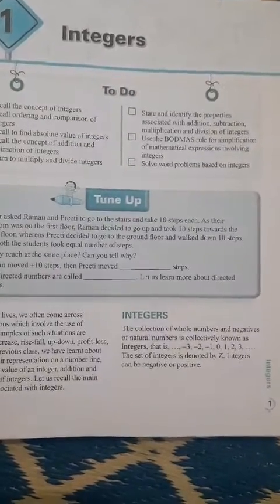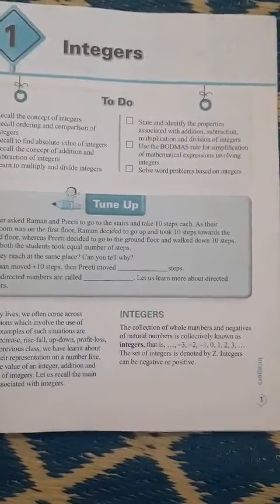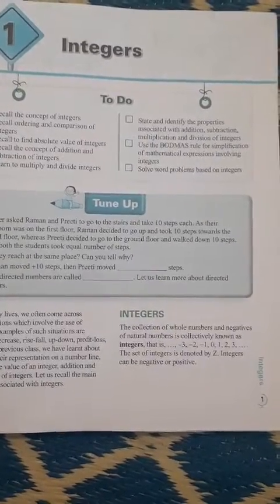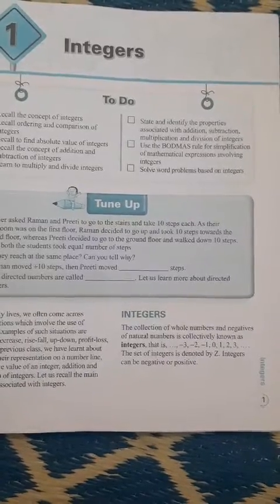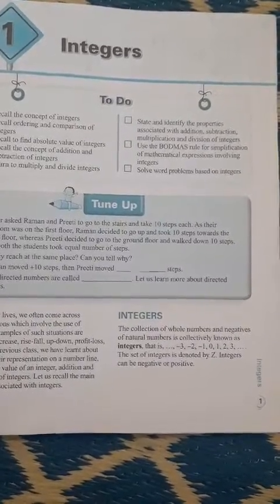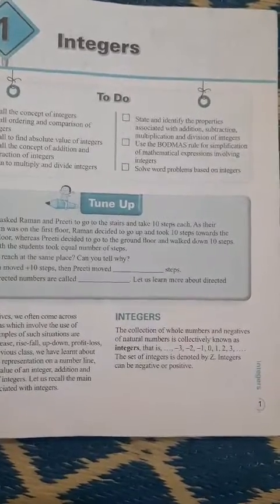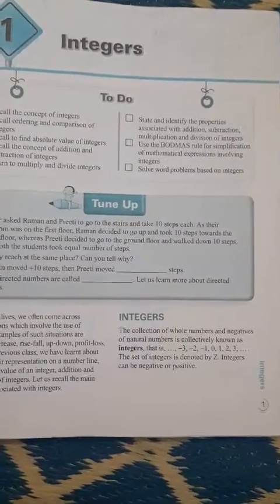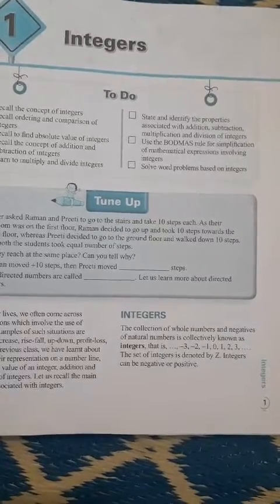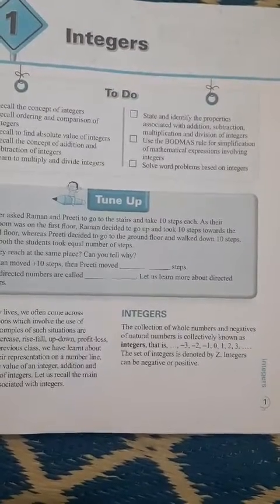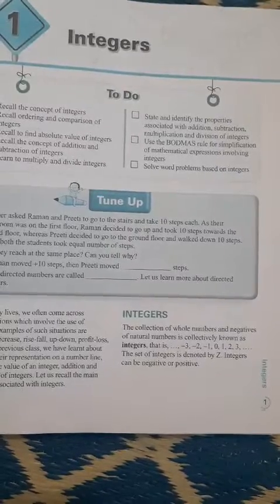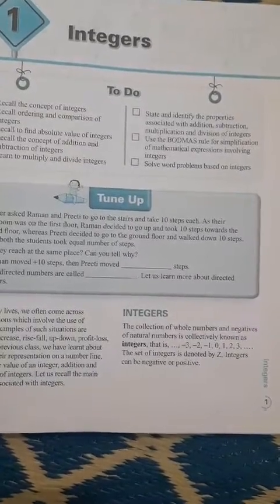So, how I define it: the collection of whole numbers and negatives of natural numbers is collectively known as the integers. 0, 1, 2, 3 are the whole numbers. Negatives of natural numbers will be on the left hand side: minus 1, minus 2, minus 3, etc. The set of integers is denoted by Z. So the symbol of integers is Z. Integers can be either negative or positive.